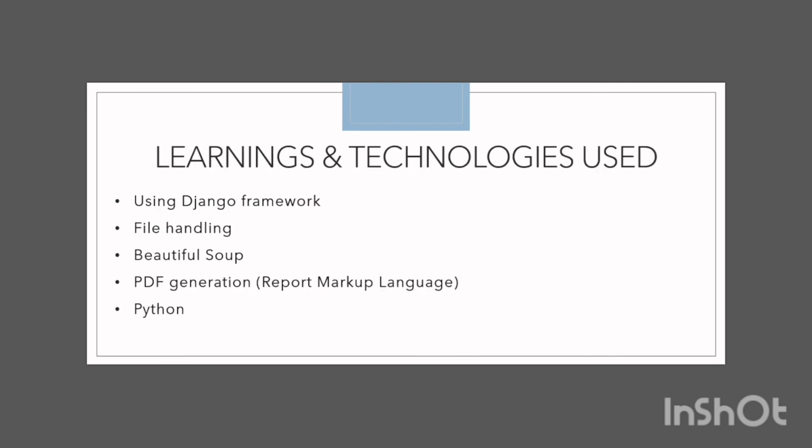This was a really good learning experience. We got to learn the working of the Django framework, which is a very huge framework. We learned file handling, we learned web scraping, we used Beautiful Soup for that. We were also able to generate PDFs using the report markup language, which is provided by the Report Lab library. Also, some of us got to gain expertise in Python.